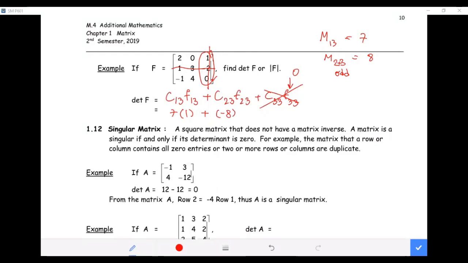And F23 is going to be this guy, -2. So compute them. 7 times 1 is 7. This one, -8 times -2, they have the same sign, so your result will be positive 16. Add them up, that is 23. Okay, that is your answer.